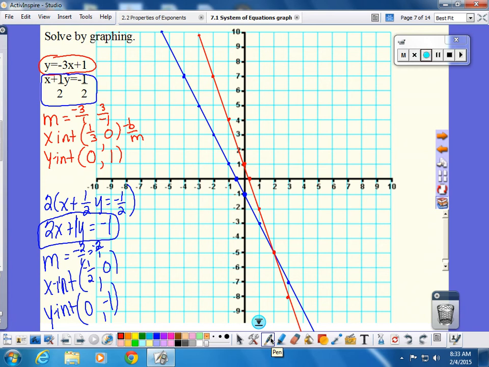Alright, so what would you guys say the solution is? Negative 2, negative 5. And it is a consistent what? Independent or dependent? Remember, dependent, one line's like holding the other up, so this one's independent.